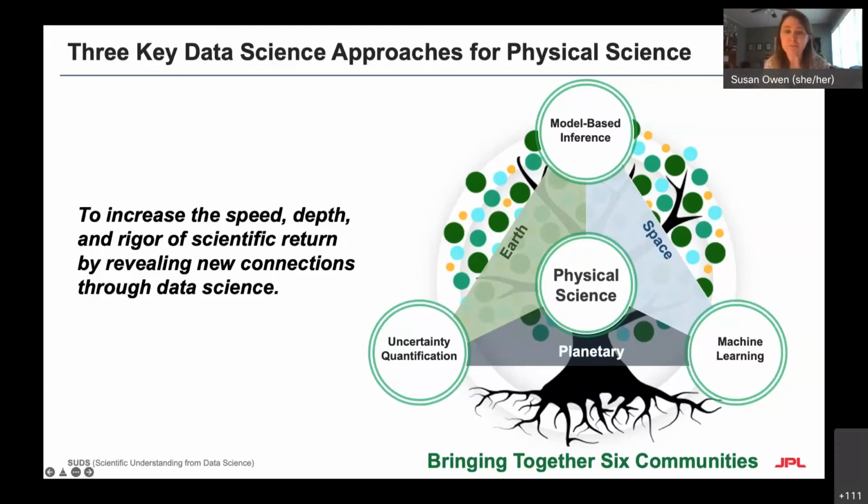going to be going on for 3 years that is meant to form a community of practice between the physical sciences and the people working on data science, to increase the speed, depth, and rigor of scientific return by revealing new connections through data science. And data science here we're referring to as model-based inference, uncertainty quantification, and machine learning. So we're really trying to bring together these 6 communities, and we're seeing that some of the really exciting advances are going to be coming from the integration of these 3 different types of data science approaches. And today we're going to be hearing about an overview of just some of the ways in which these approaches can directly help the physical science researcher.